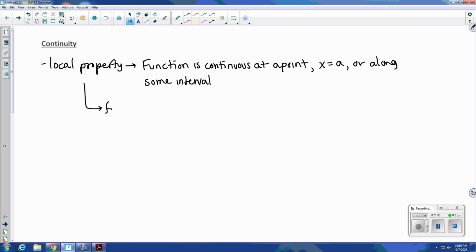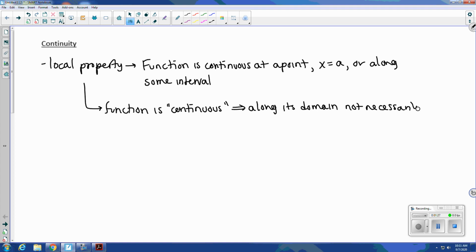So if you see a function is continuous, and it doesn't specify at a certain point or a specific interval, you just assume it's talking about along its domain, not necessarily across all real numbers. And all real numbers, again, would be from negative infinity to infinity.